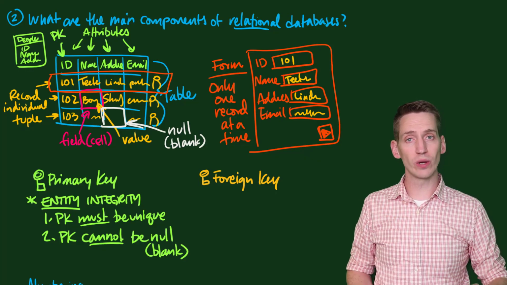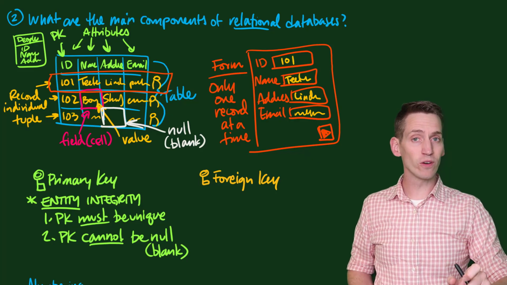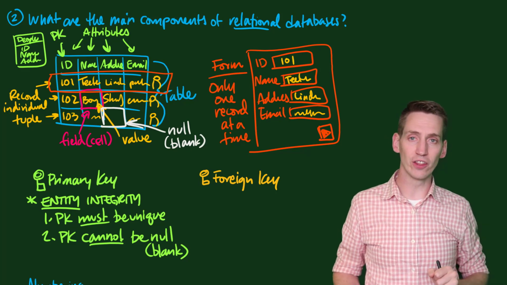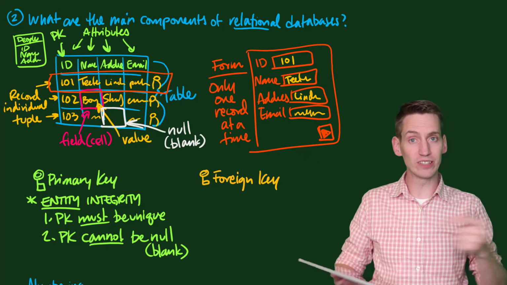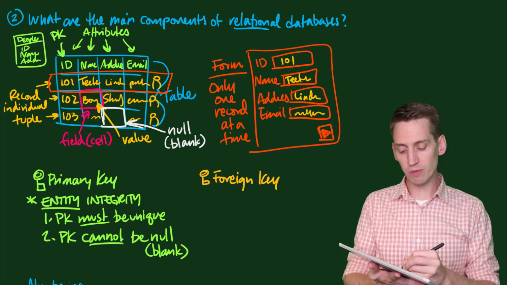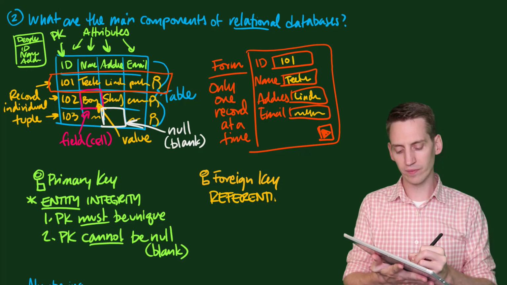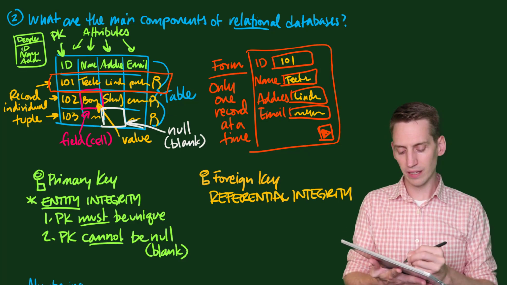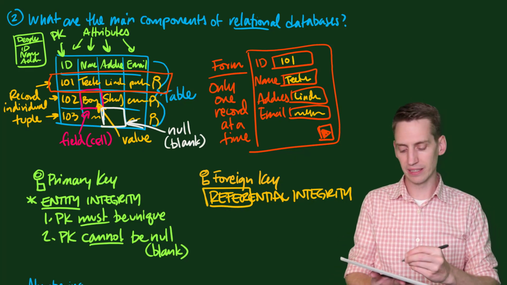Foreign keys also have a rule. Do you remember what a foreign key is? A foreign key is an attribute that refers to the primary key in another table. So we use it to link tables together in a relational database, or link those classes together. So with a foreign key, it has its own special rule. We call it referential integrity. And referential integrity means that it refers to something.